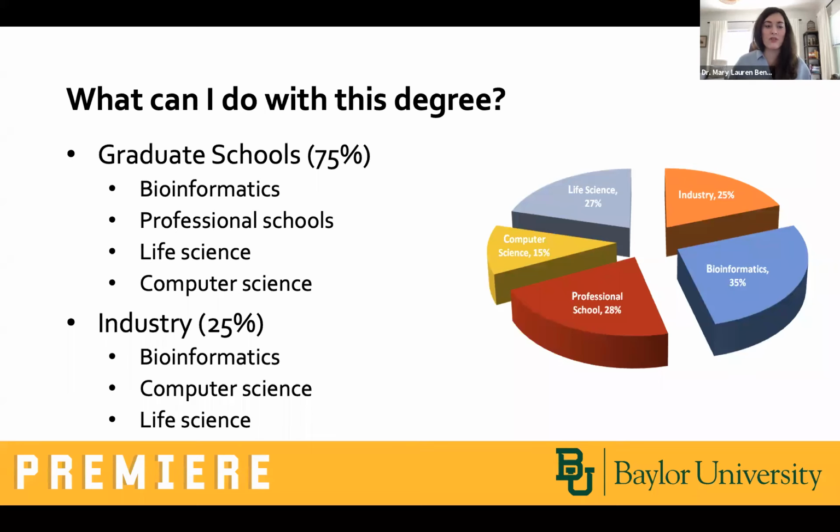And so there's really a wide range of things that you can do for graduate education. And then about a quarter of the students go straight into industry. A lot of these will include research positions, but they're working for companies in bioinformatics, in computer science companies, so things like software development, or in the life sciences too.